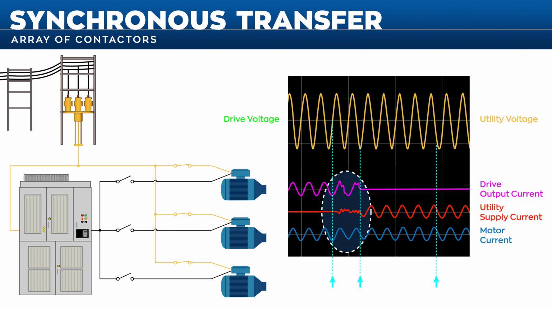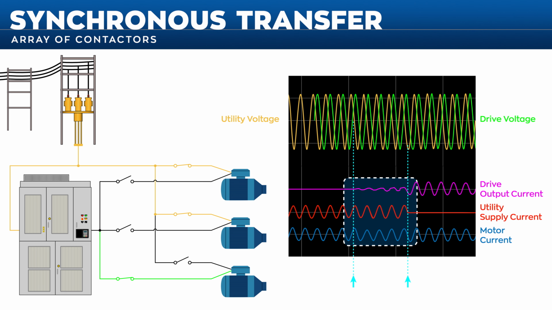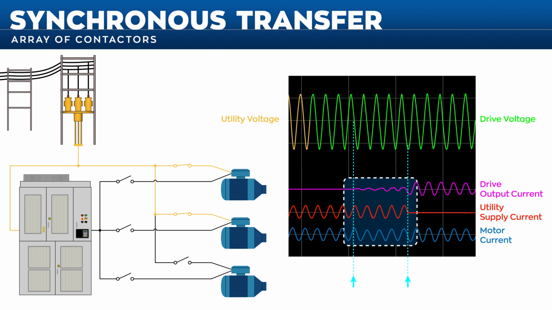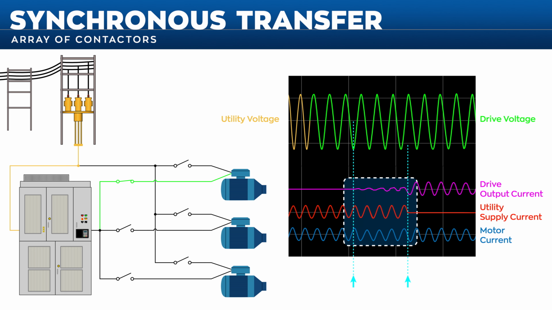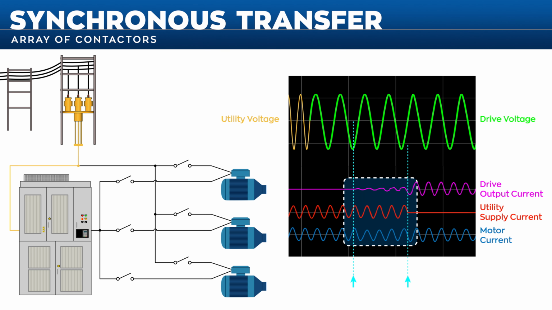As load requirements are reduced, the process is reversed, and the drive seamlessly transfers the line-connected motors back to drive control, where they can be operated at variable speed or decelerated to a controlled stop. Unlike a contactor bypass application or open transition, synchronous transfer maintains uninterrupted motor current and smooth torque transfer.